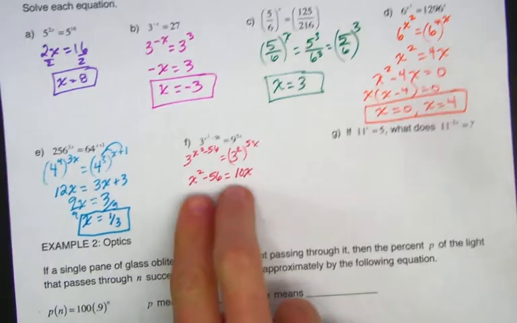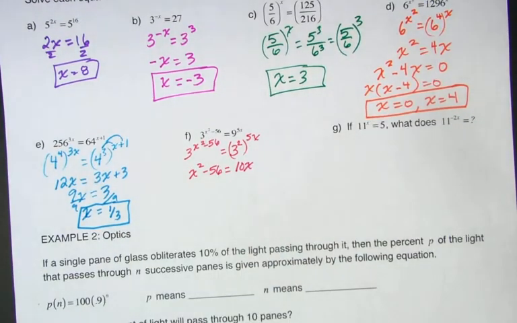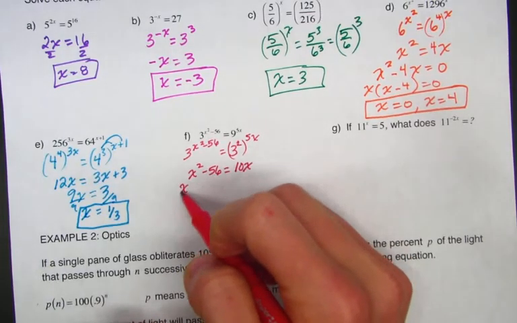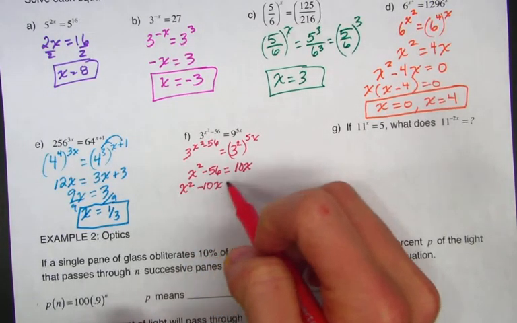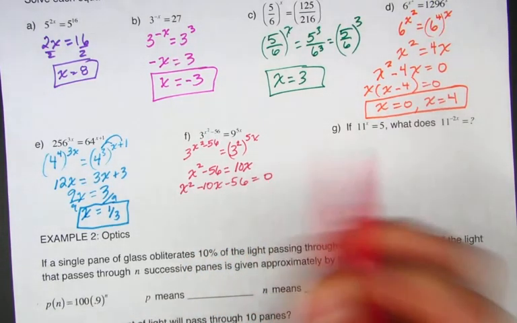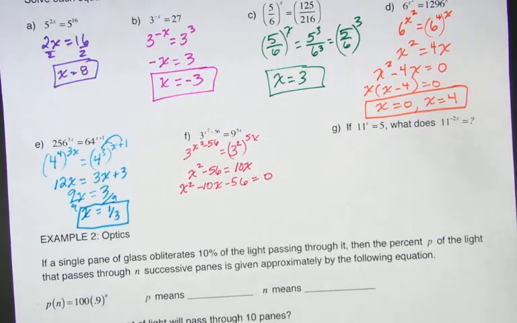What do we do to solve this problem? You get the 10x on the left side. Yep, set it equal to 0, so subtract the 10x. Good. So we have x squared minus 10x minus 56 equals 0. Now what? Yeah, 56. What is that? What two numbers multiply to 56 and add to negative 10?